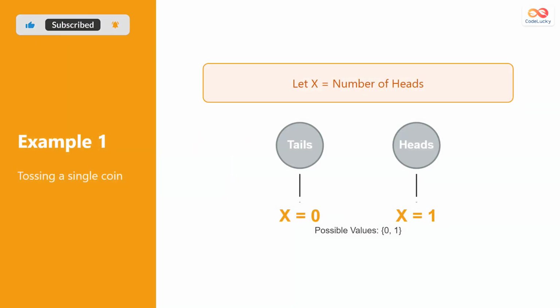Let's look at a classic example, tossing a single coin. If we define our random variable X as the number of heads, we have two clear outcomes. Tails gives us 0 heads, and heads gives us 1. The possible values are just 0 and 1.